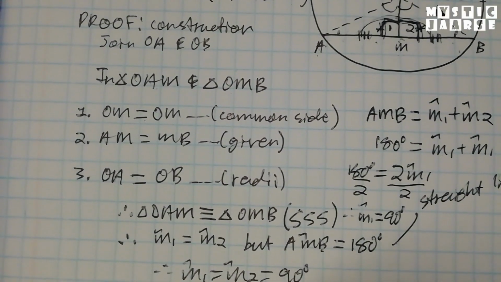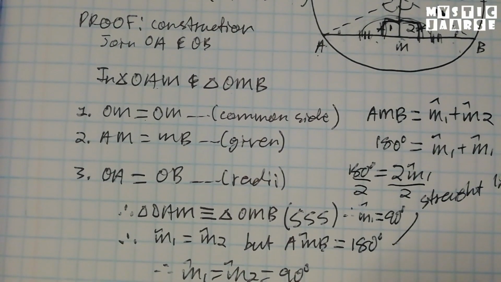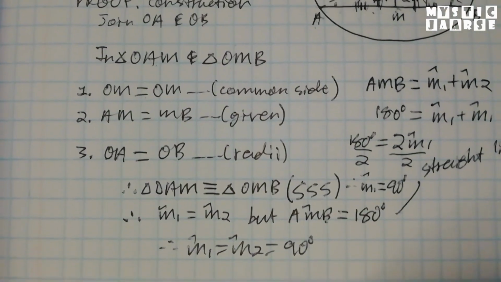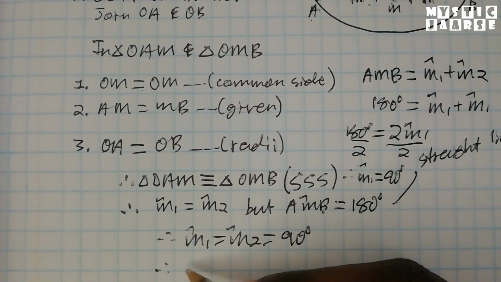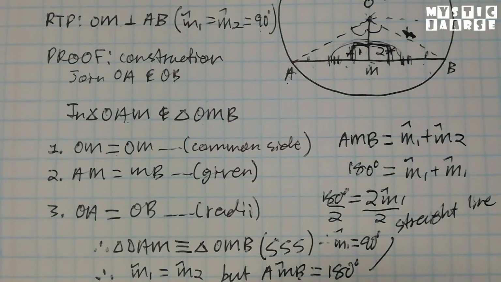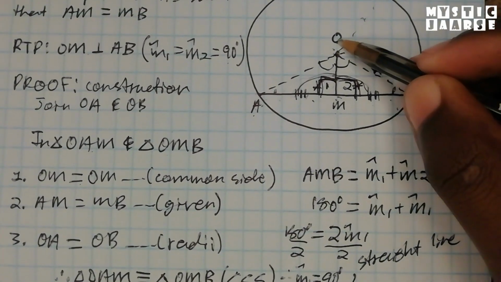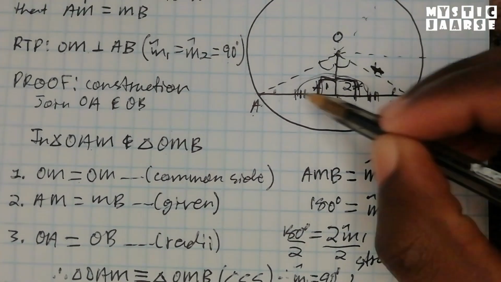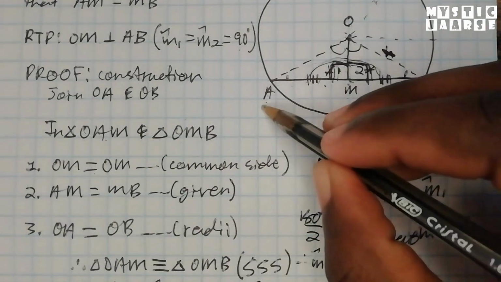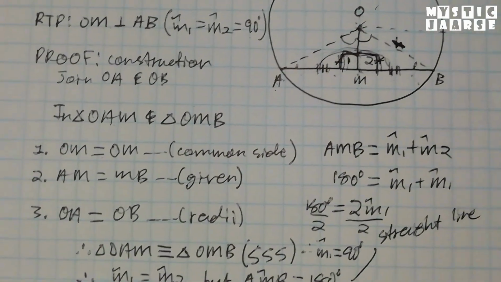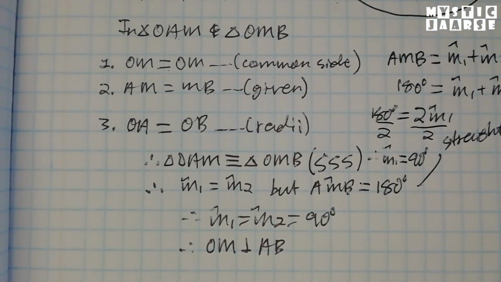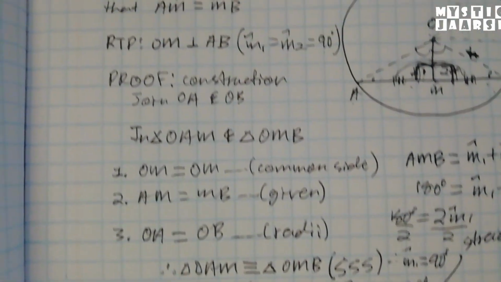Since angle M1 is equal to angle M2 and both angles are equal to 90 degrees, we can conclude that OM is perpendicular to AB. OM, a line drawn from midpoint of a chord, is perpendicular to AB, which is the chord. So this is how to prove the converse for theorem 1.